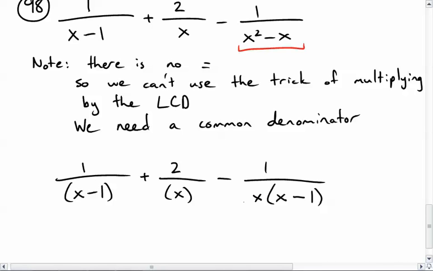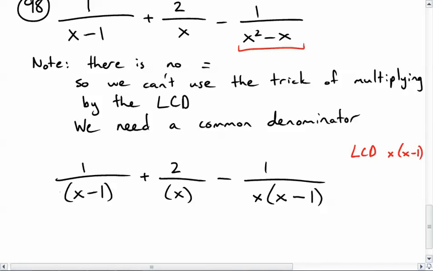Okay, x times x is x squared, x times negative 1 is negative x. So if we expand this out, we get back to the original denominator. So now in order to make a common denominator, I need to make all the denominators the same. So I need to have all of them having both x and x minus 1.